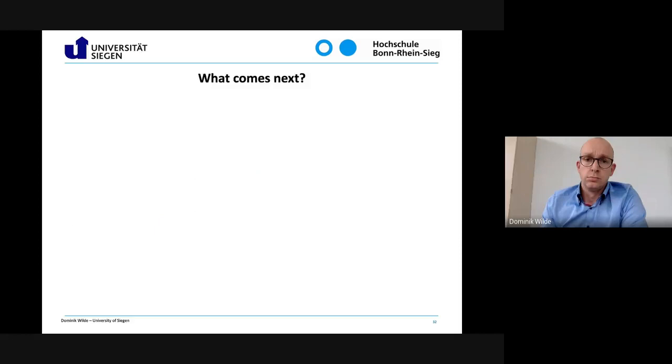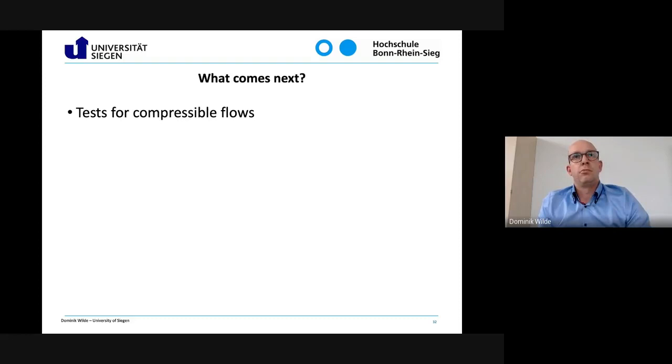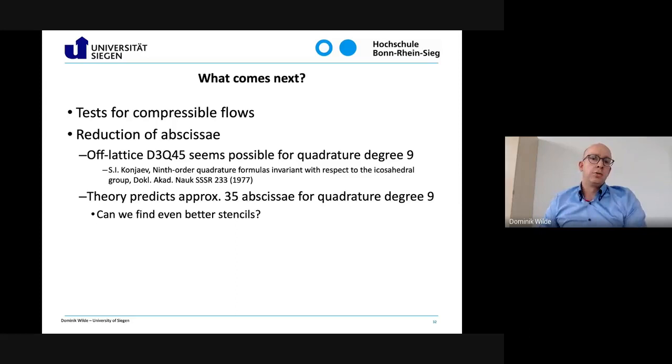So what comes next? We have to test the velocity sets in 3 dimensions for compressible flows, and we have to further reduce the number of abscissae. There is a paper of 1977 where they state a quadrature of degree 9 with 45 abscissae, which is already quite nice. And the theory that you can find in Stroud's book says that you can go up to 35 abscissae. I think it is hard to get to this point, but it's still an active field in the quadrature literature. And the question remains if we can find even better stencils.